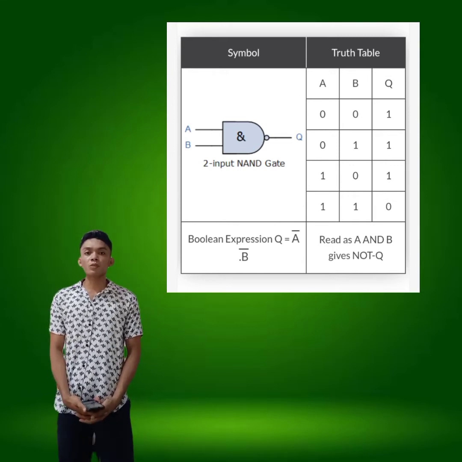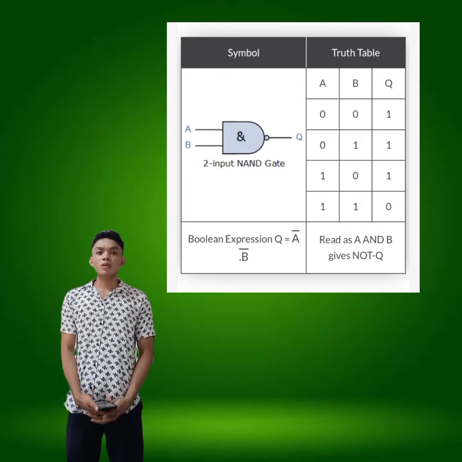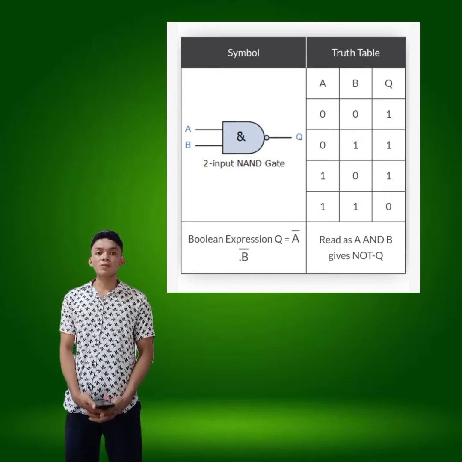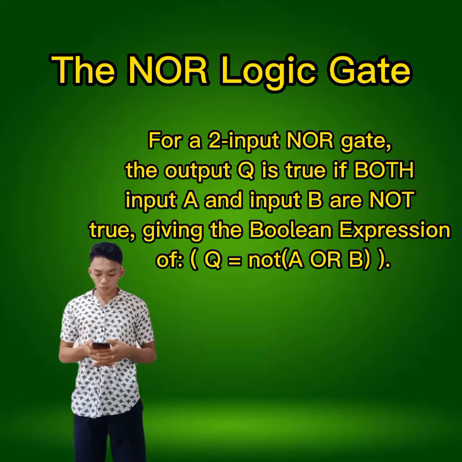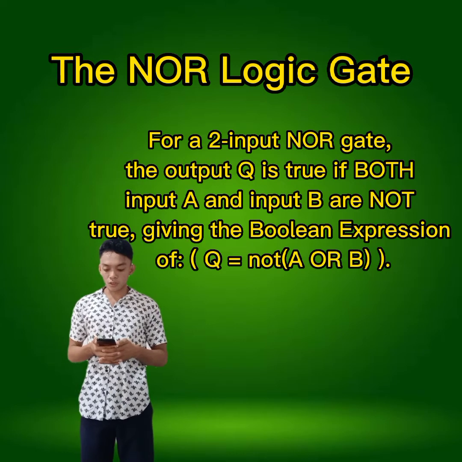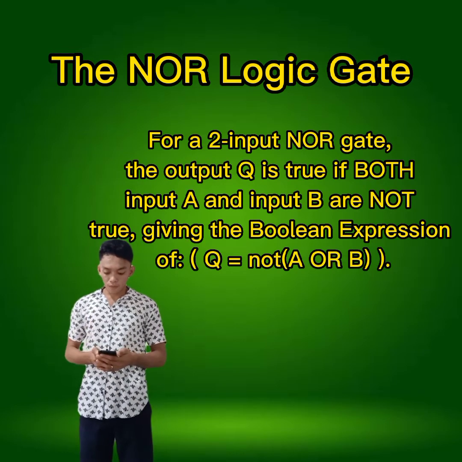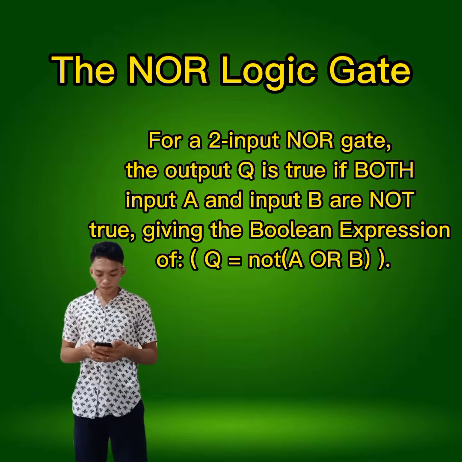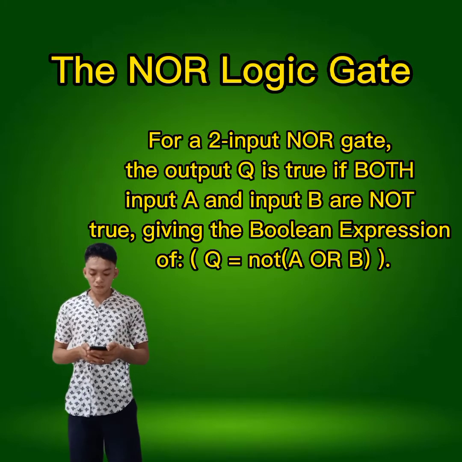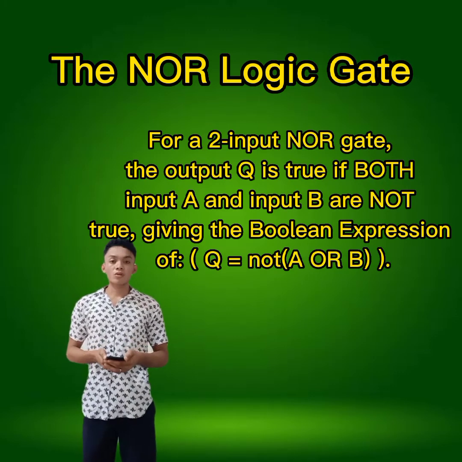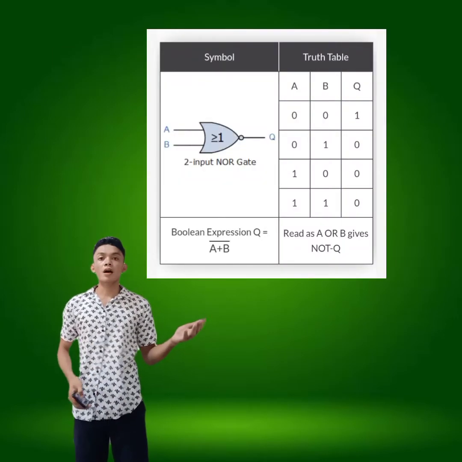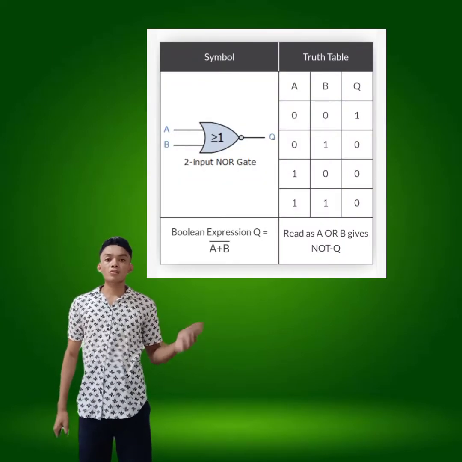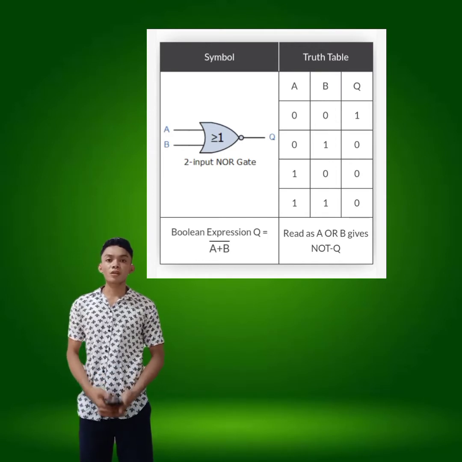So the Boolean expression Q equals AB, read as A and B gives not Q. So the next is the NOR gate. For a 2-input NOR gate, the output Q is true if both input A and input B are not true, giving the Boolean expression of Q equals not A or B. So this is the symbol and truth table of the NOR gate.